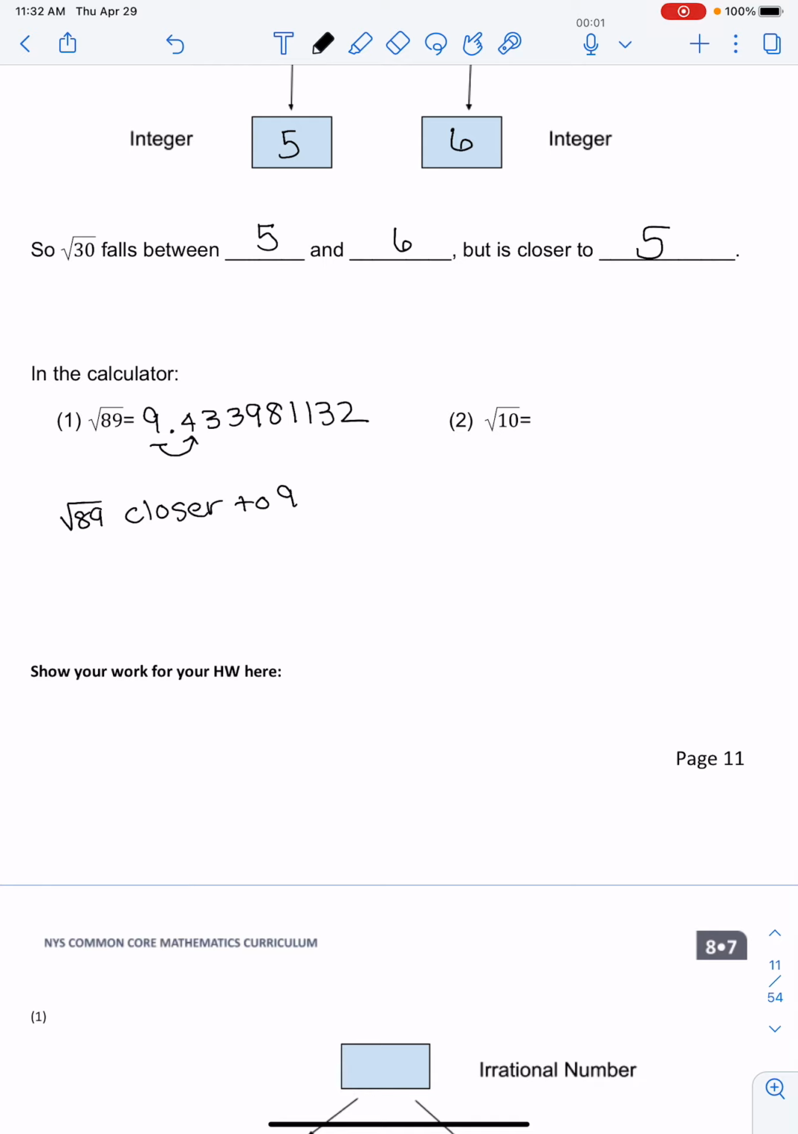The square root of 10, if I take that square root of 10, is 3.162277666, and so on. So here, again, this one is even closer to 3 than it is to 4. So our square root of 10 here is closer to 3.